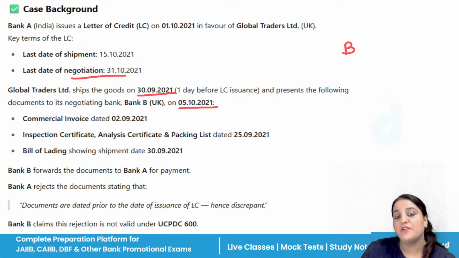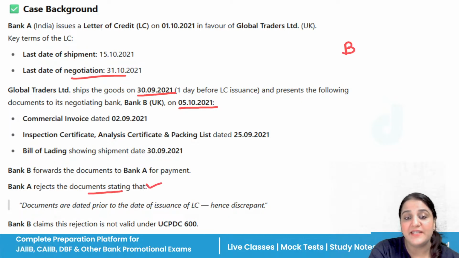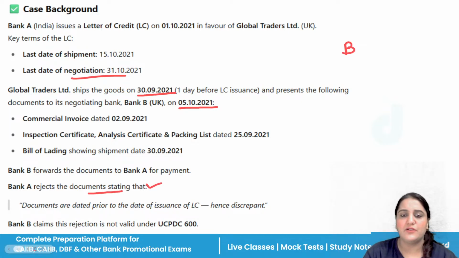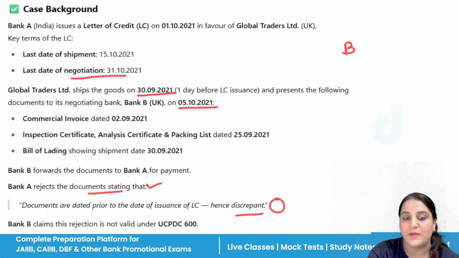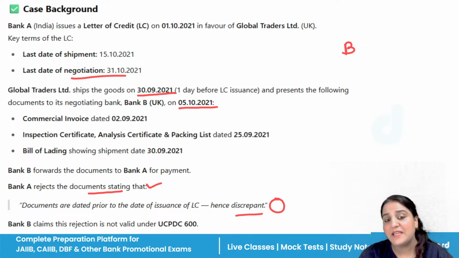Bank B forwards the documents to Bank A for the payment, and Bank A rejects the documents stating that the documents are dated prior to the date of issuance of the LC, so these are not valid documents. But Bank B claims this rejection is not valid under UCP DC 600. So the conflict is there now.